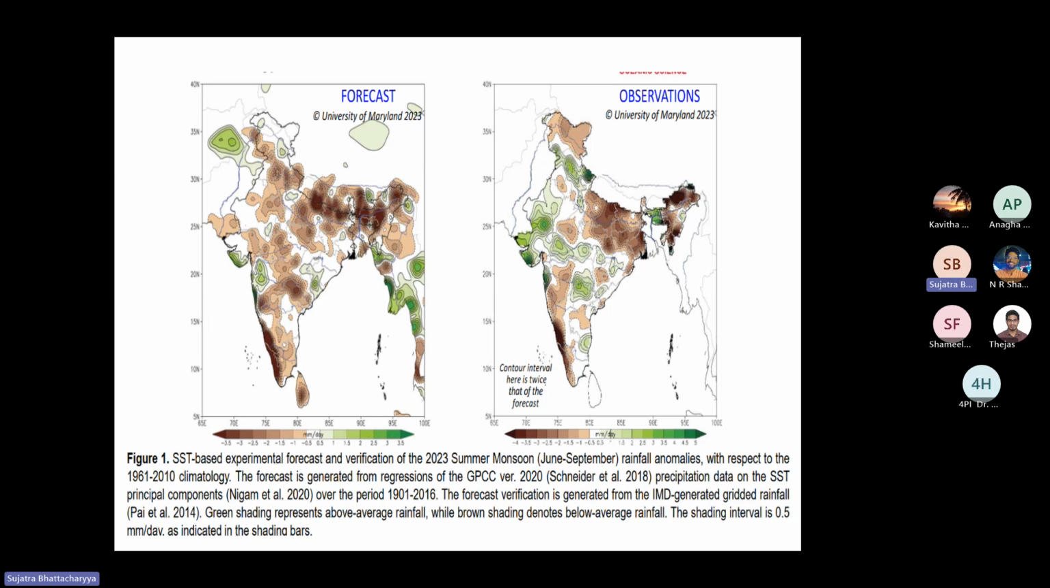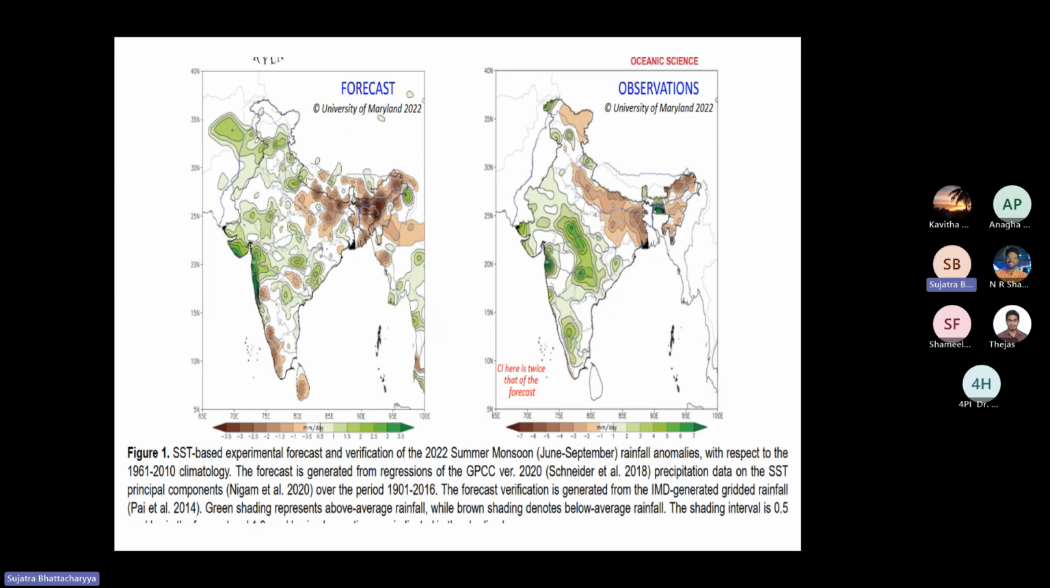Okay. One more year, 2022. Okay. Again, I would say it's a great success. You ignore the color bar. This is what bothers me. Factor of two difference.